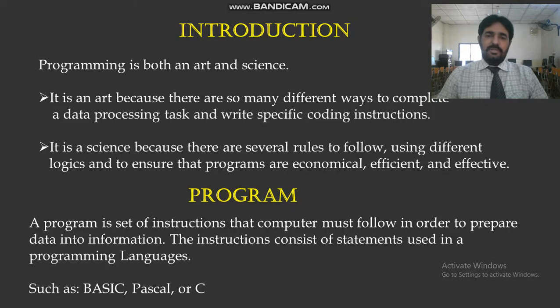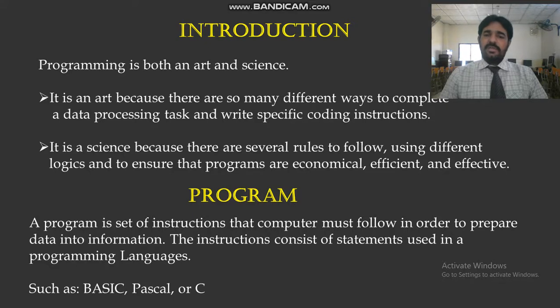What is computer programming? According to the definition, programming is both an art and a science. It's an art because there are many different ways to complete a data processing task and write specific coding instructions. Then it's a science because there are several rules to follow, using different logics, to ensure that programs are economical, efficient and effective. Whenever we start programming or coding for any project, it must be efficient, it must be economical, and it must be effective and user friendly. So that's why it's a science and an art when you are going to make any program for any project or for any use.